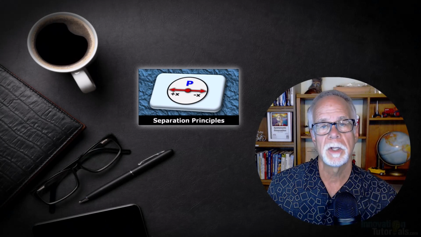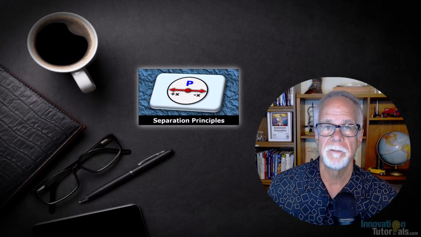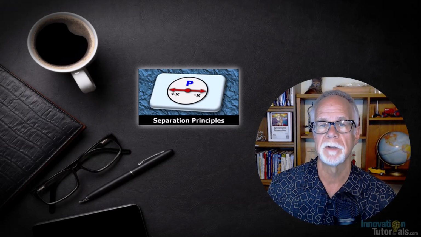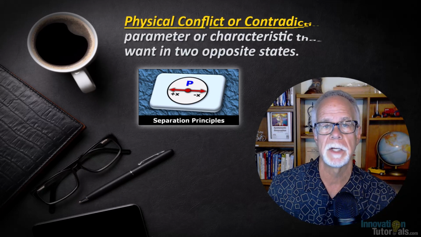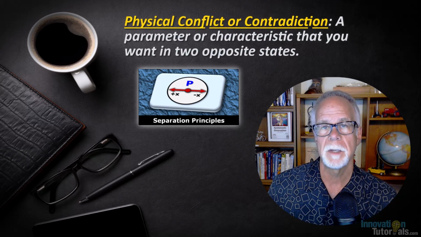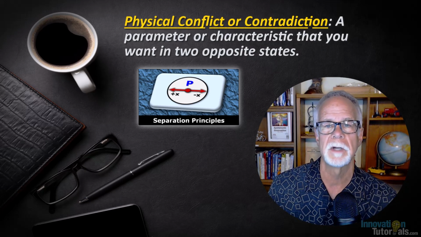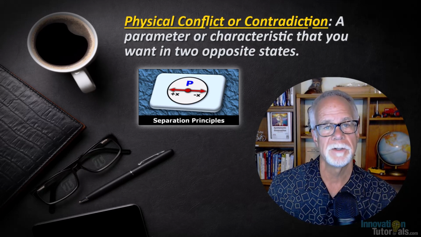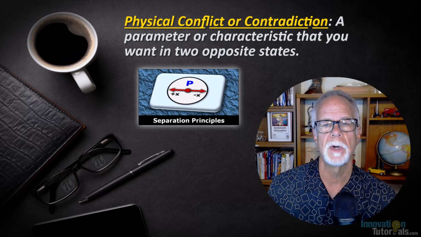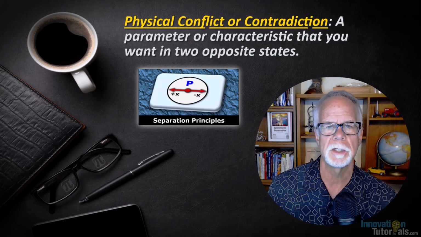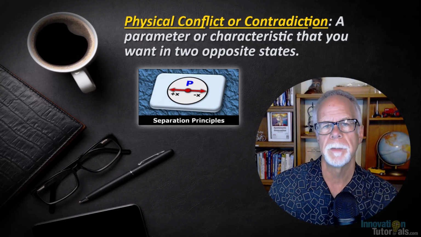So there are 4 clever separation principles that are innovative ways to satisfy these conflicts or contradictions instead of having to make a trade-off or a compromise. These separation principles can help solve a particular type of problem called a physical contradiction or conflict. A physical conflict is when you need to achieve 2 opposite, seemingly mutually exclusive parameters, characteristics, or outcomes of a system. Let me give you a couple examples.